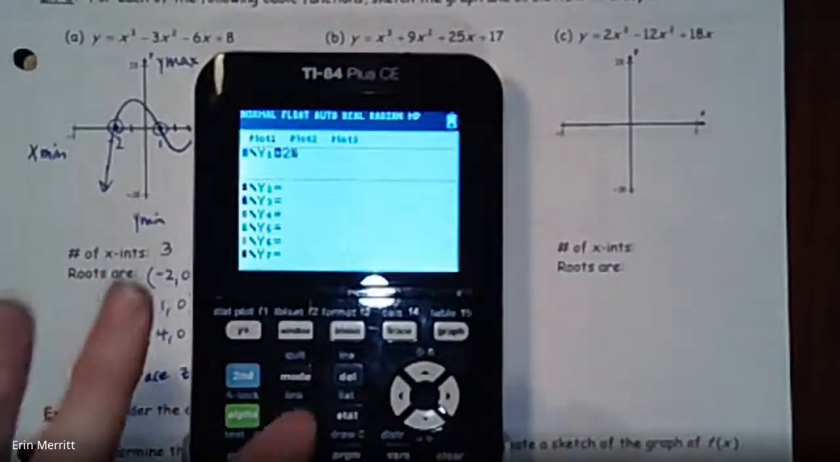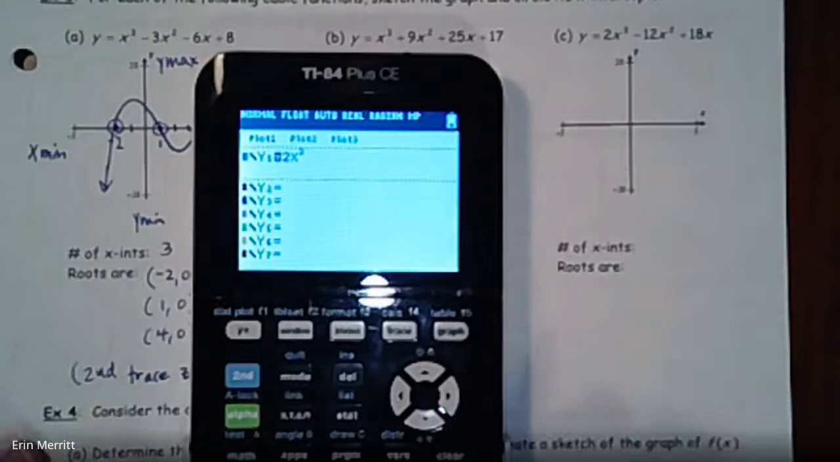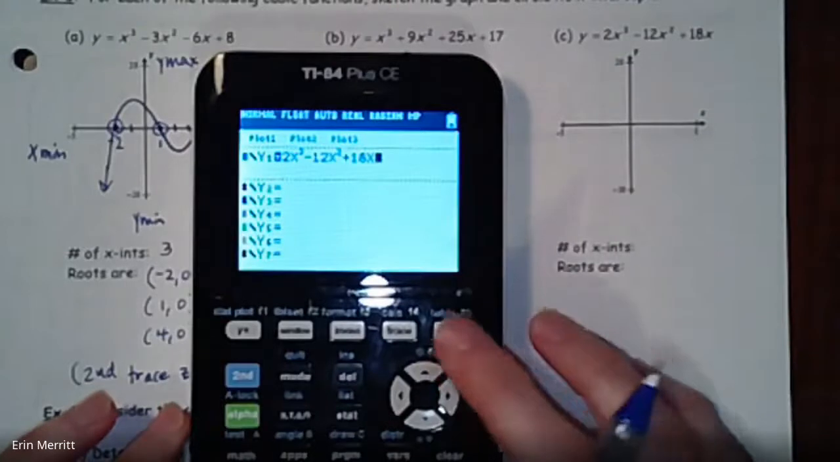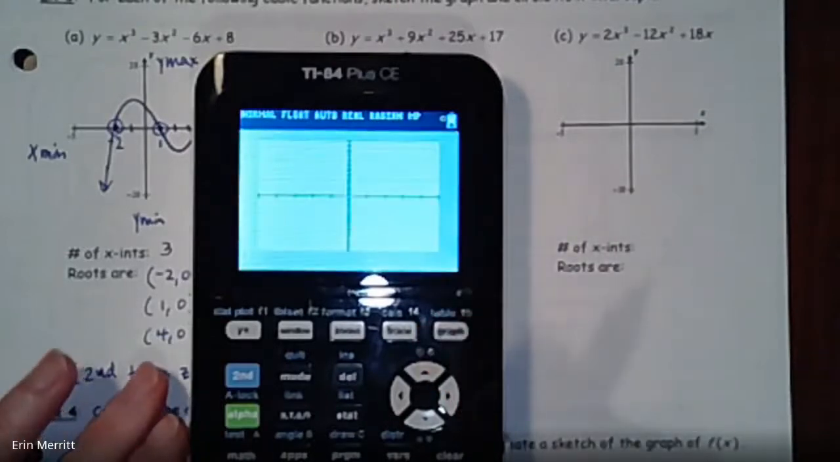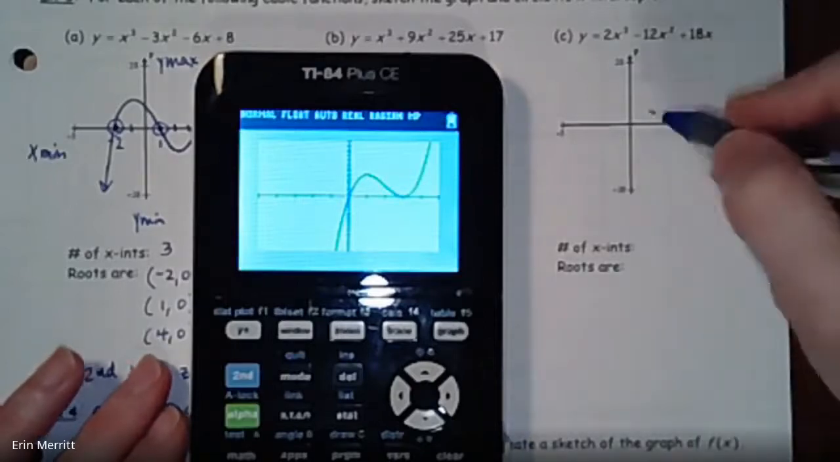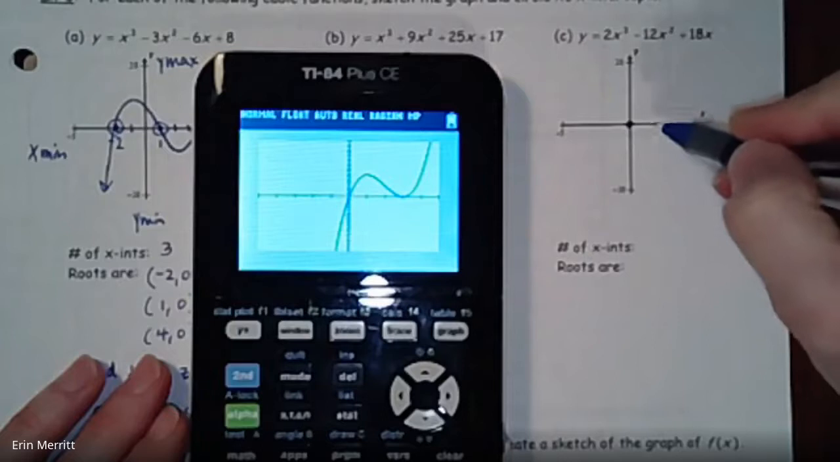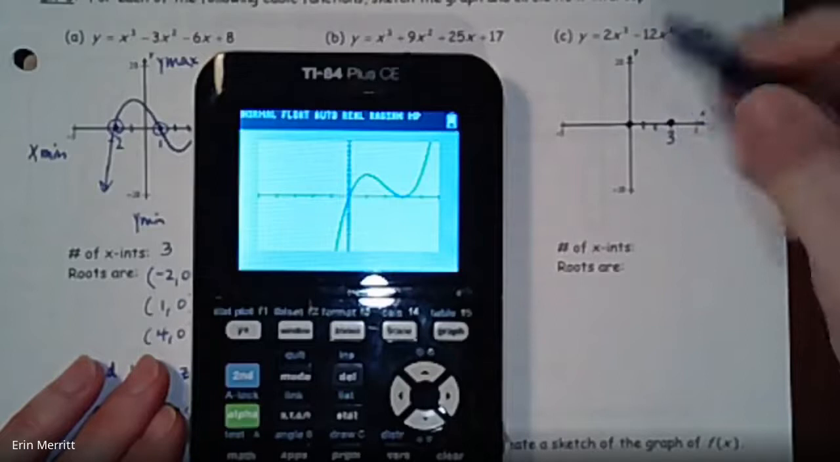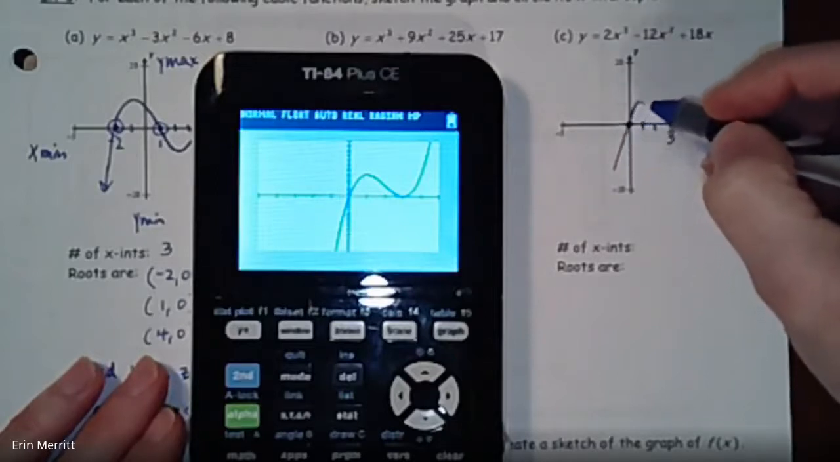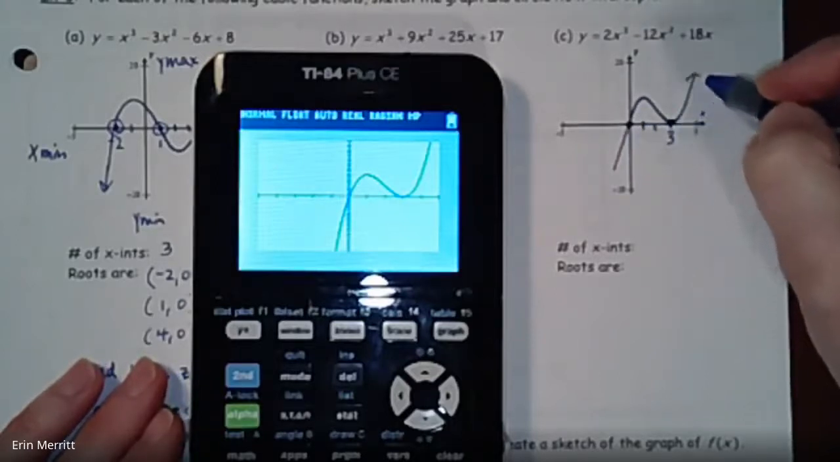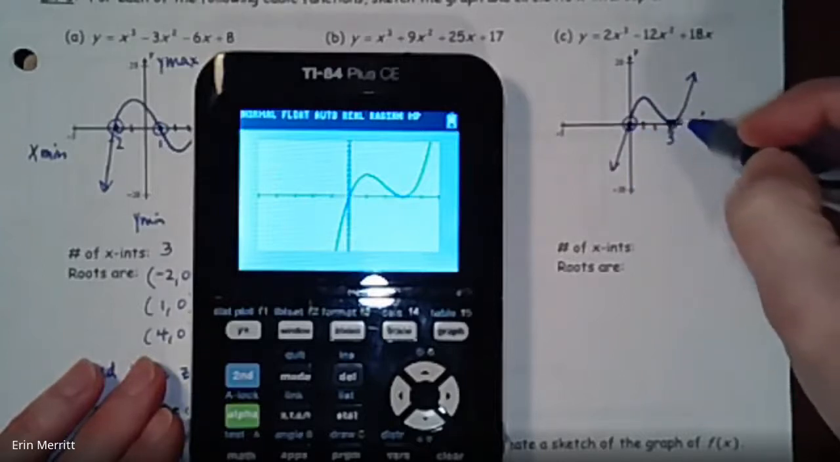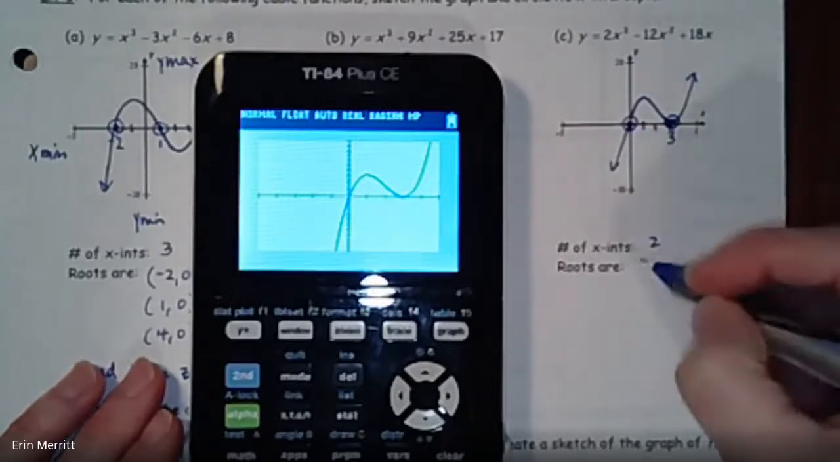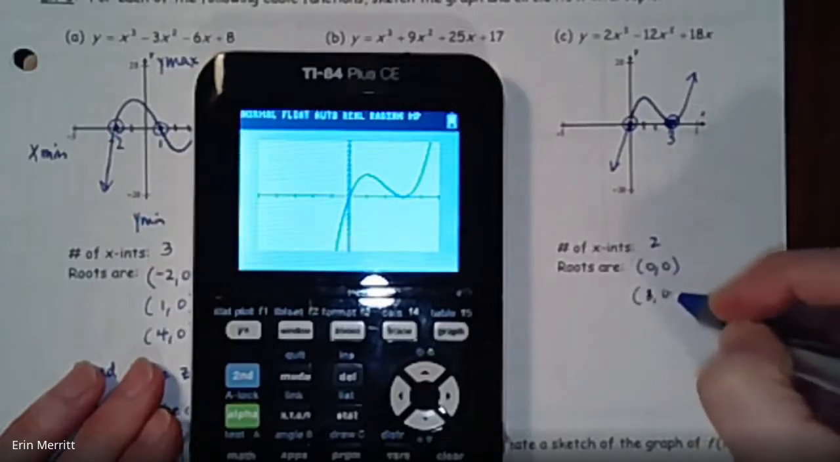And then the last part, try this last one. Clear this out. We have 2x cubed minus 12x squared plus 18x. All right, if I hit graph, it looks like it's crossing right here at 0. And then at 3, it touches and then bounces back up. So it's going to come down, touch, and go back up. So in that case, I really only have 2 x-intercepts, and they are at 0, 0 and at 3, 0.